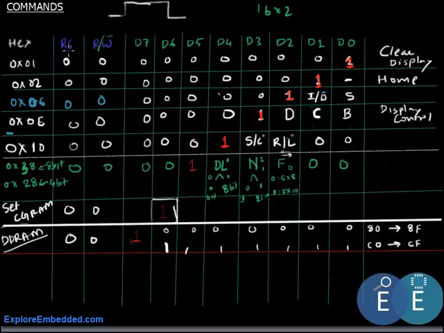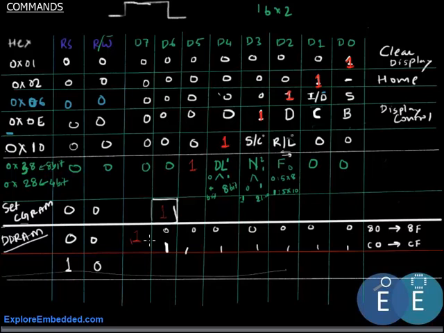And to do that, the register select becomes 1, and we are still writing to the LCD, so this becomes 1 and 0, and whatever we send here, the next 8 bits, these will be displayed on the LCD.